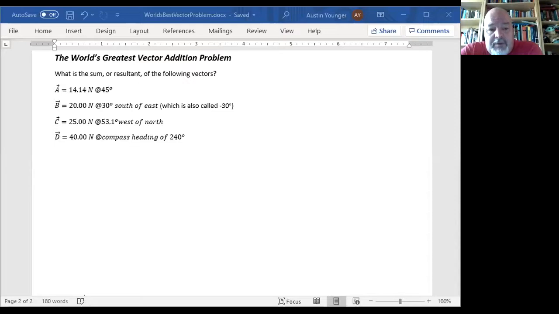Vector C is 25.00 newtons at 53.1 degrees west of north. Those terminologies will mean more to you after you've seen this, if they don't already mean something to you now. And then finally, D is 40.00 newtons at a compass heading of 240 degrees. So we're talking compass heading, not measured counterclockwise from the positive x-axis. The compass heading is actually measured clockwise from the positive y-axis, which is considered due north, and 0 degrees.